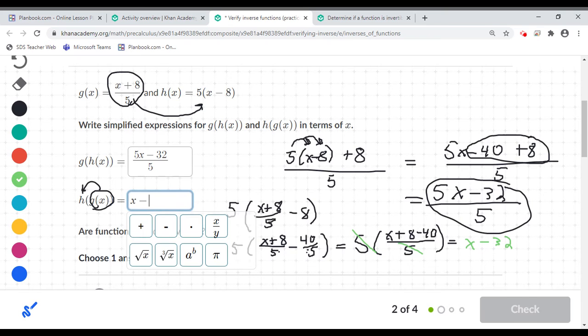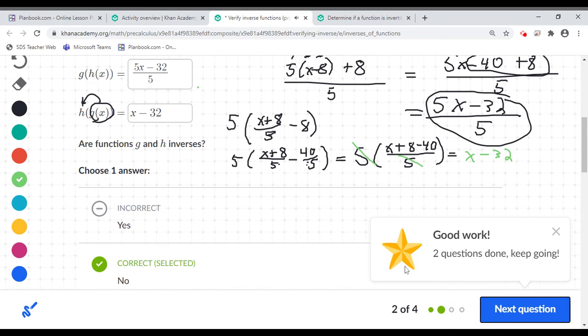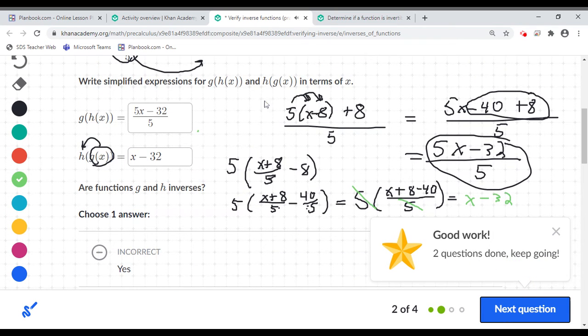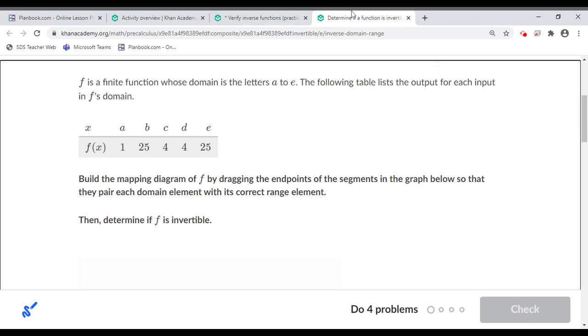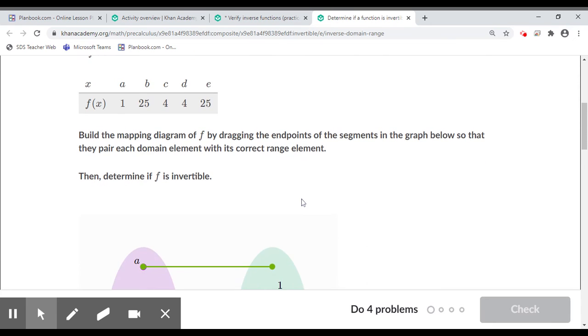Whew. So these are not inverses. So we have to be careful. We had one that was an inverse, one that isn't an inverse. The order matters. Okay? The second assignment here is talking about building the mapping diagram to see if these two things are inverses. Determine if f is invertible. So let's build this mapping diagram.